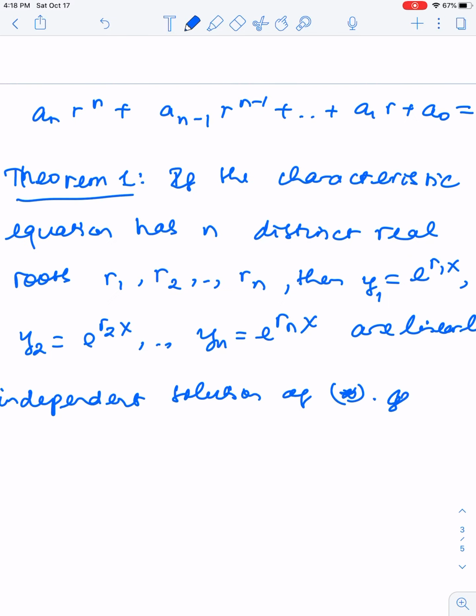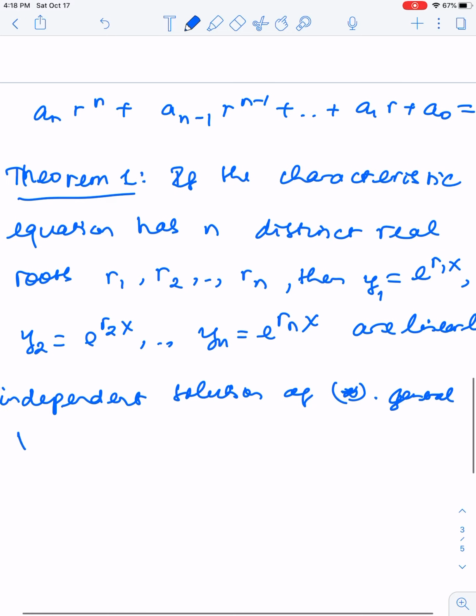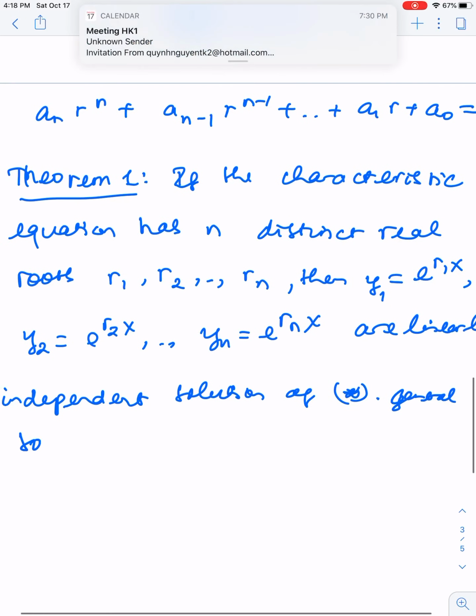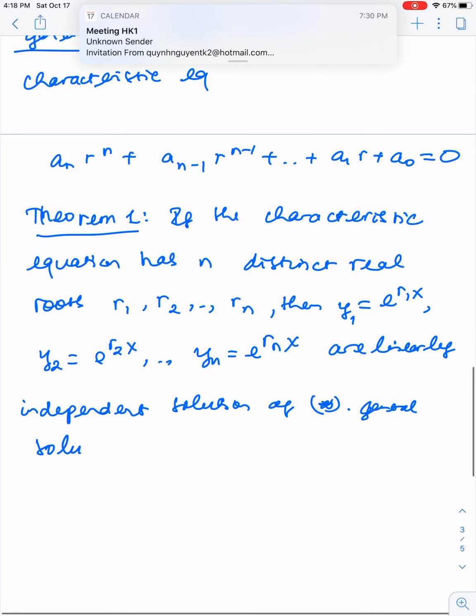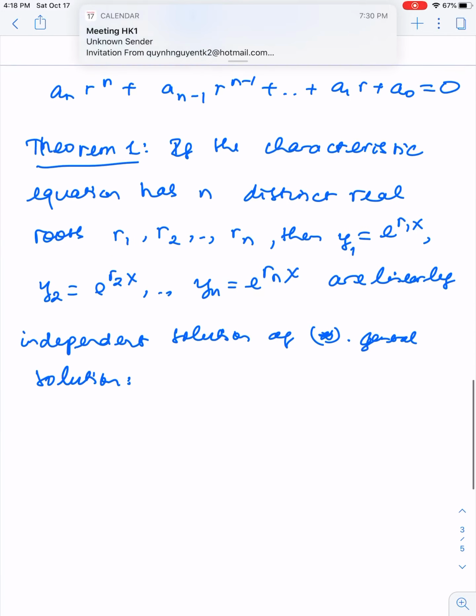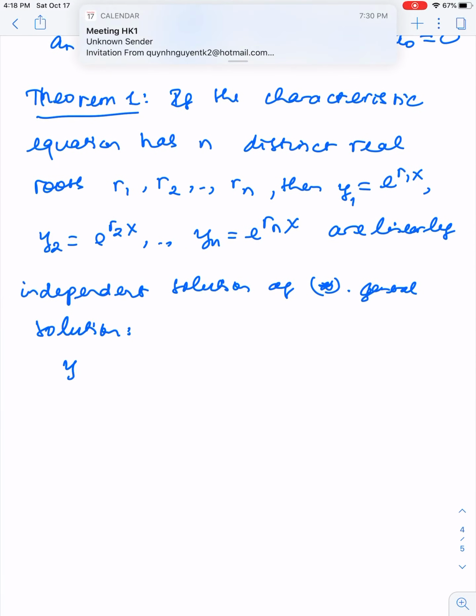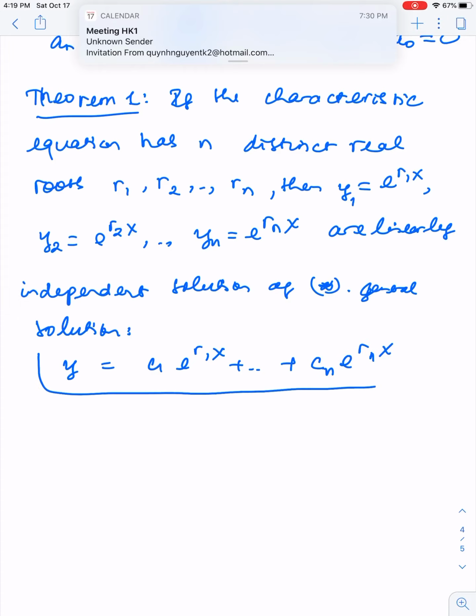And then the general solution is just the linear combination of those. y equals c1 e to the r1 x plus and so on, plus cn e to the rn x. Okay. The linear combination of y1, y2, and so on. So let's look at an example.